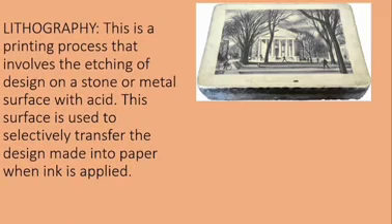The next one is lithography. What is lithography? This is a printing process that involves the etching of design on a stone or metal surface with acid. This surface is used to selectively transfer the design made into paper when ink is applied. Here is a good example of lithography, a landscape drawing of an architectural building and people walking around, trees around. Is a good example of a landscape drawing on a lithography stone.